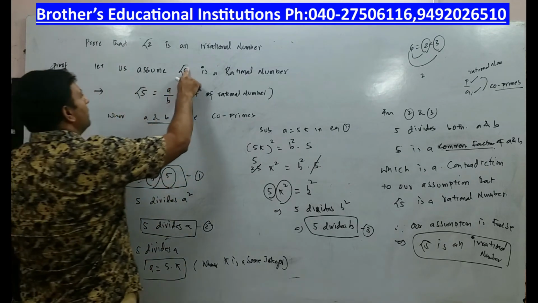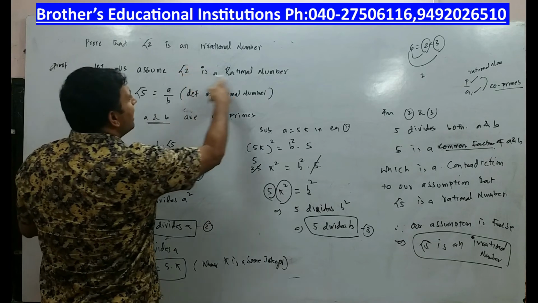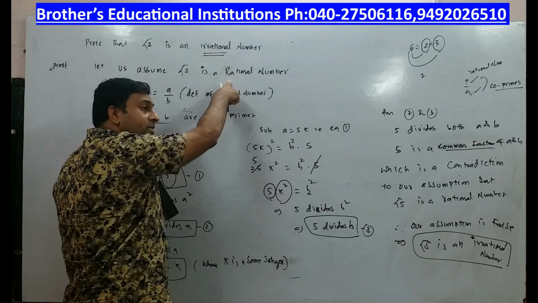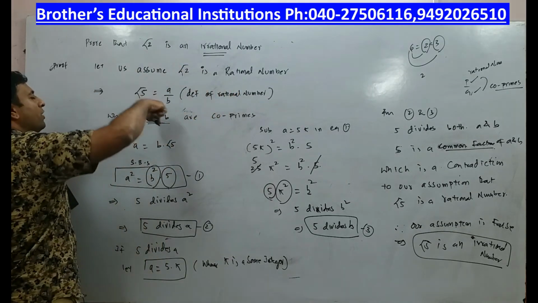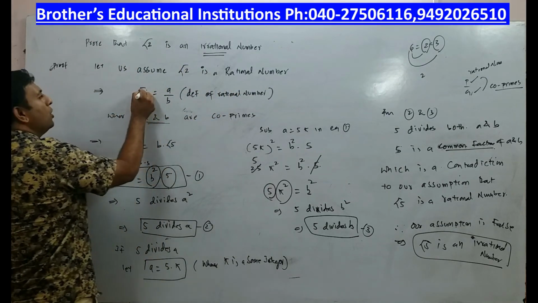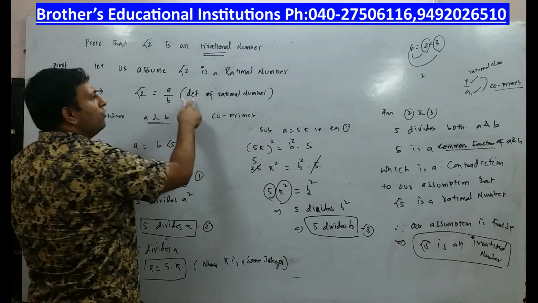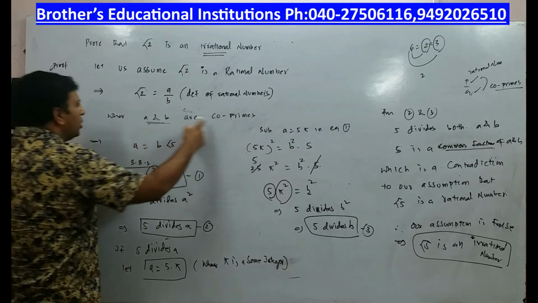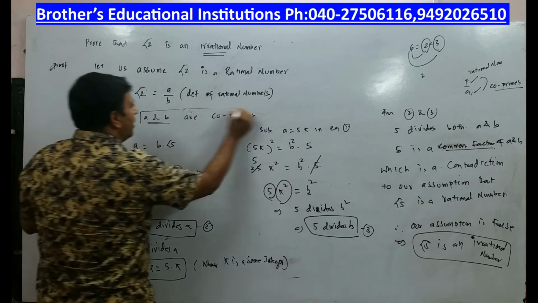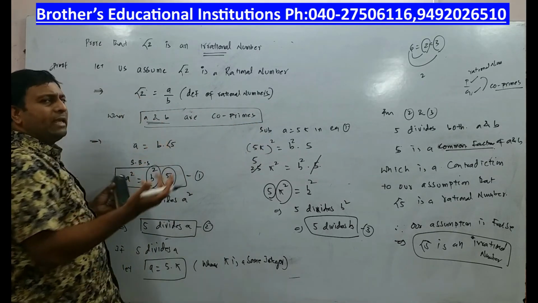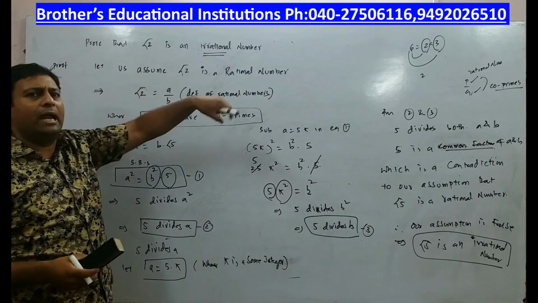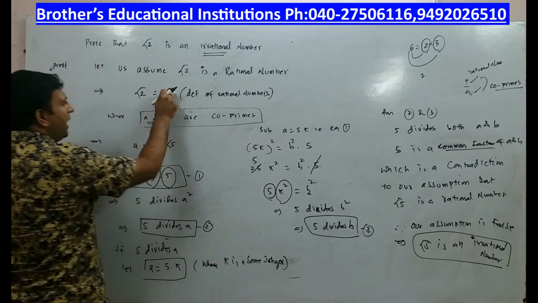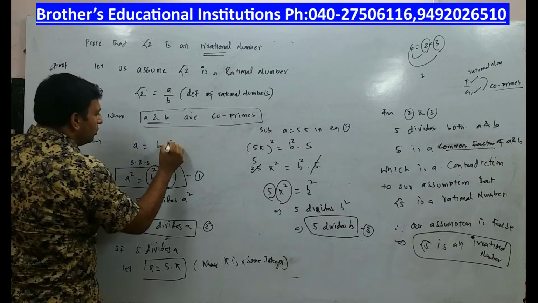Let us assume that root 2 is a rational number. We know that we have to prove it is an irrational number, but I am assuming that it is a rational number. So if it is a rational number, I can write root 2 is equal to A by B, which is the definition of rational numbers, and A and B are co-primes. Now this is very, very important, because co-primes means nothing in common, but ultimately at the end I will show that something is common, right? So when I cross multiply, A will be equal to B into root 2.